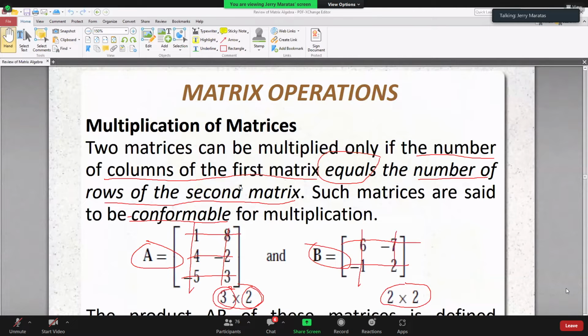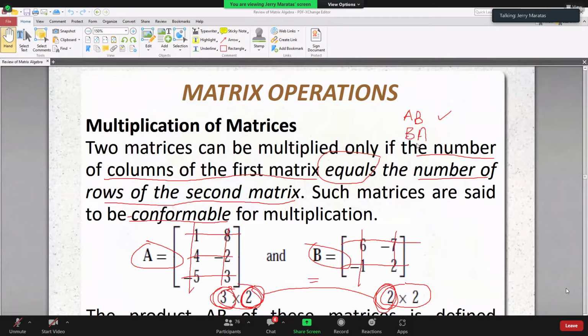So what is the number of columns of the first matrix? 2. What is the number of rows of the second matrix? Number of rows, this is also 2. Are they equal? Yes, they are equal. So meaning they are conformable, meaning we can multiply these two matrices. Okay? So A and B, okay. They are conformable. How about B times A?